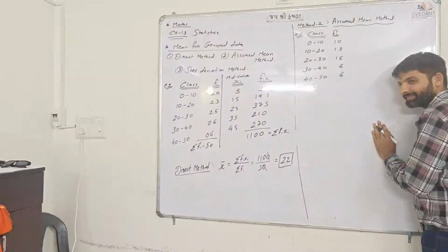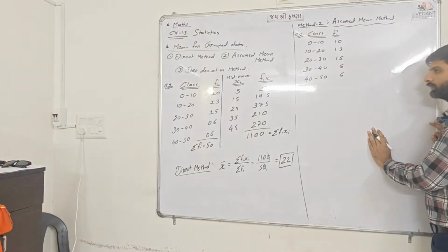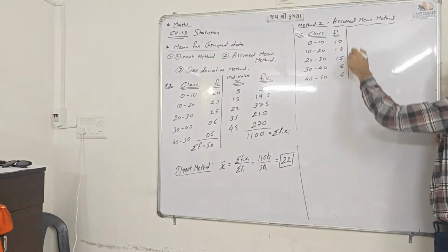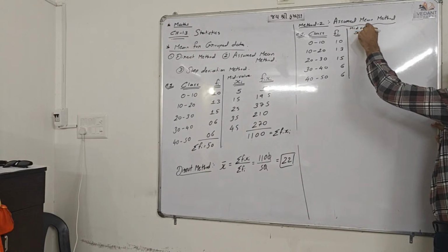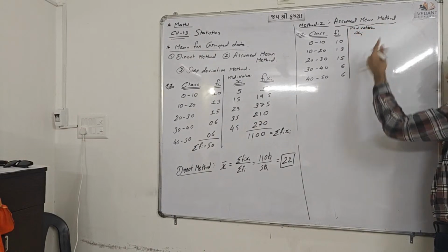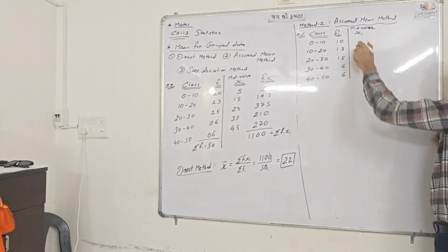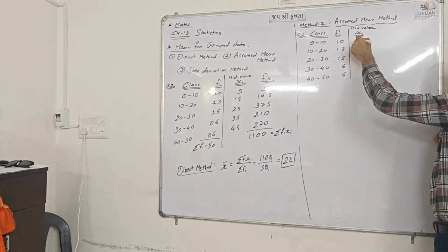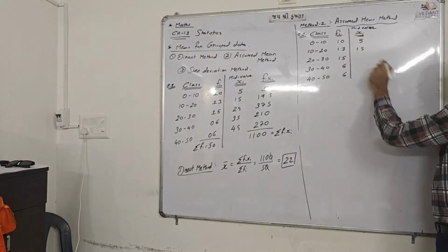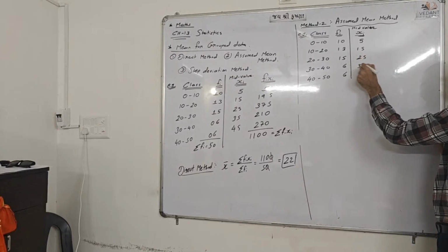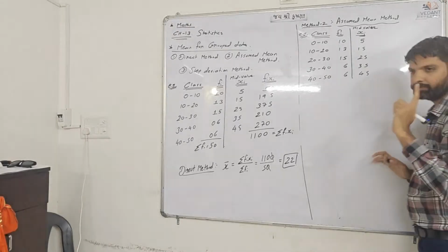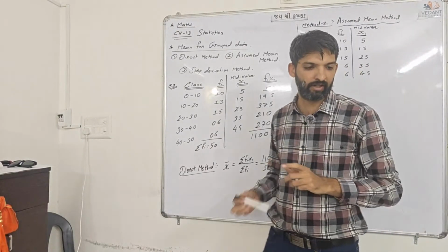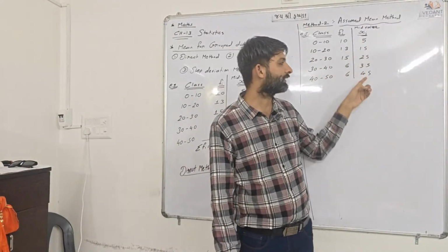Okay, now let's start with the second method. सबसे पहले तुम्हें ये काम तो कर ही लेना है, xi, that is mid value. Mid value तो तुम्हें कैलकुलेट कर ही लेनी है कुछ भी हो. तो इसकी मिड वैल्यू क्या आएगी? 5, 15, 25, 35 and 45. Now you have to select any one value from the xi.